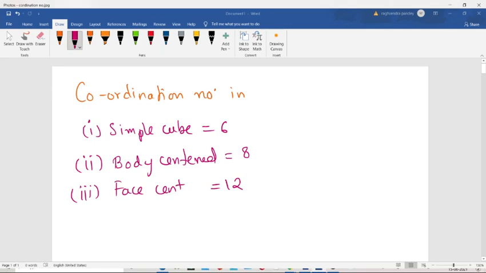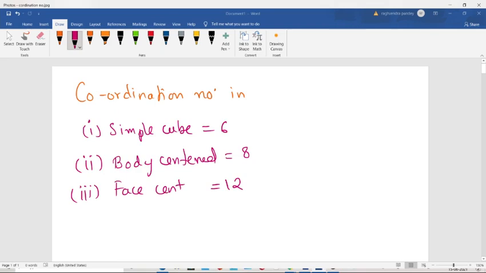Then body center. In body center it is very easy. You can see these 8 spheres at the corners are surrounding the central one. That is the central sphere. So these are the corner spheres which are surrounding the center sphere. So here the coordination number is 8.